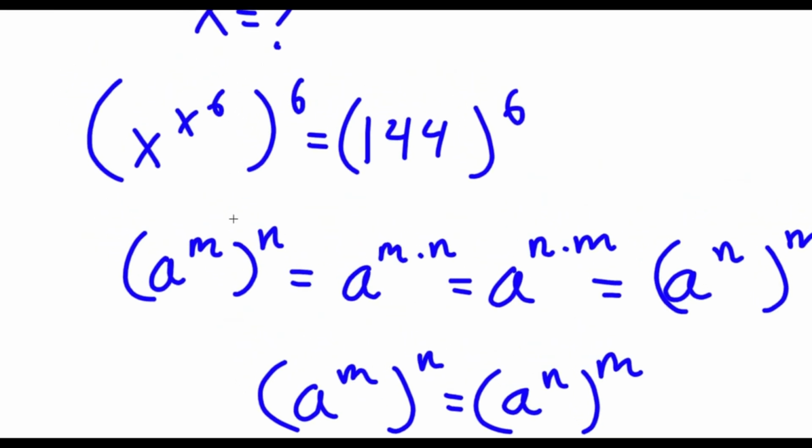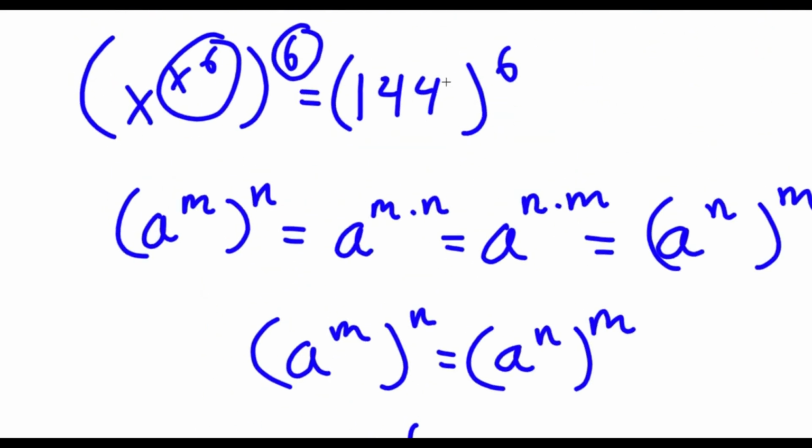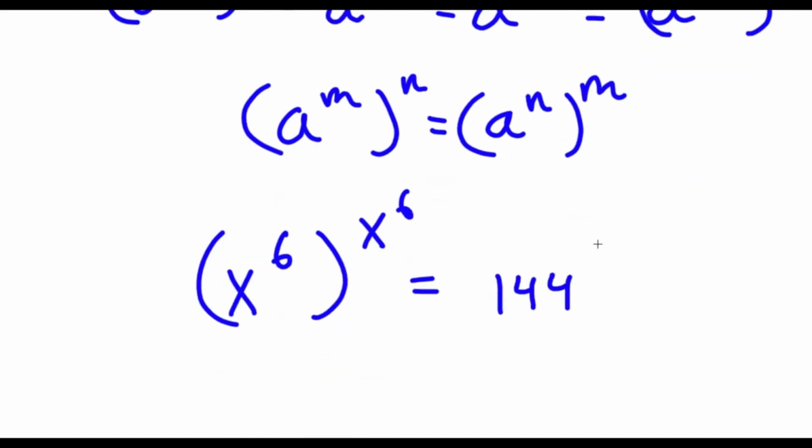So in this case, we have x to the power of x to the power of 6 to the power of 6. We can think of x to the power of 6 as m and 6 as n. So now we can switch these two places. So now we have x to the power of 6 to the power of x to the power of 6. Now this is equal to 144 to the power of 6.